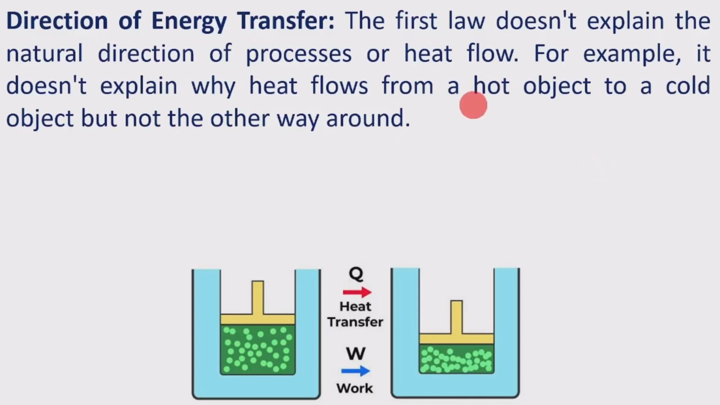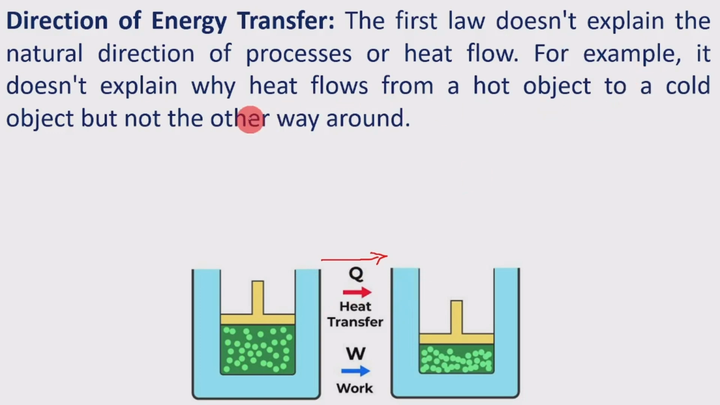The first limitation is the direction of energy transfer. The first law doesn't explain the natural direction of a process or heat flow, as we know that heat flows from the higher temperature to the lower temperature. Later, by the second law, we will come to know that. But this statement does not specify the direction of heat flow, whether from higher to lower temperature or from lower to higher temperature. It is not mentioned in the law.